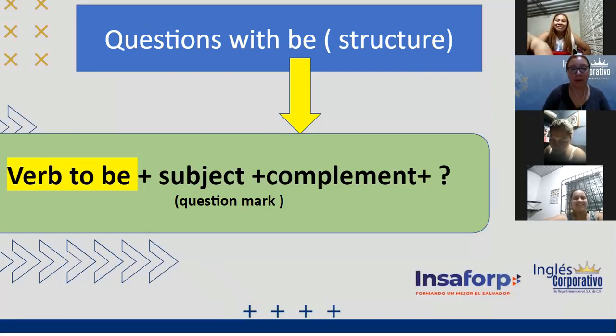All right. Verb to be plus subject plus complement. This is the structure, as Sofía was mentioning, for the questions for yes or no information, right? En esta respuesta solo buscamos saber si sí, sujeto sí o no, sujeto no, ¿verdad? No queremos mayor información en estos escenarios.